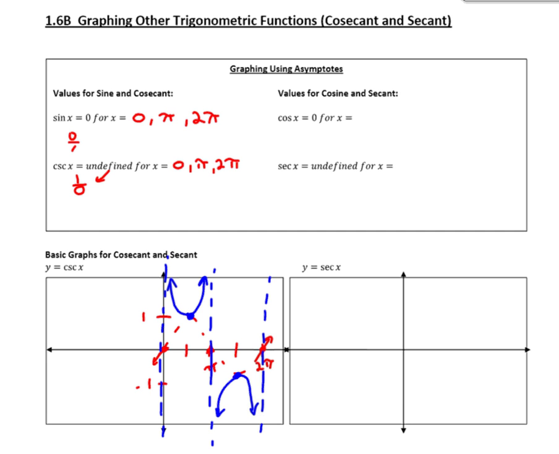So it's really the same idea. You graph the sine graph as if it's a sine graph, and then you just draw in the cosecants and the asymptotes. Okay, and so you go through, and that's really the way that you want to go about this.